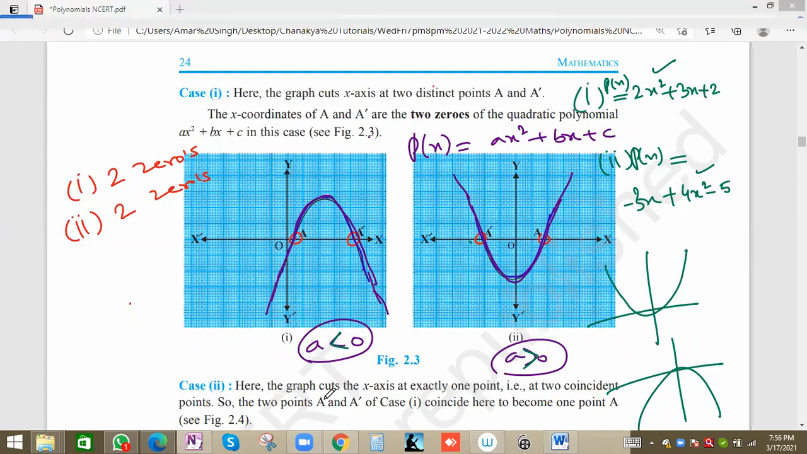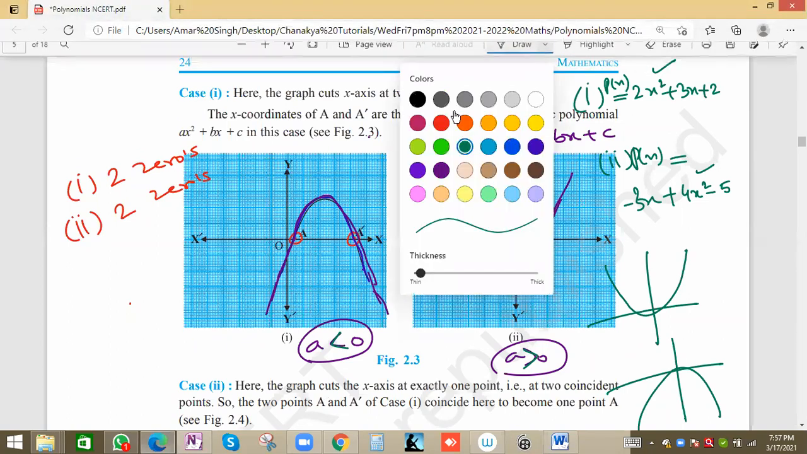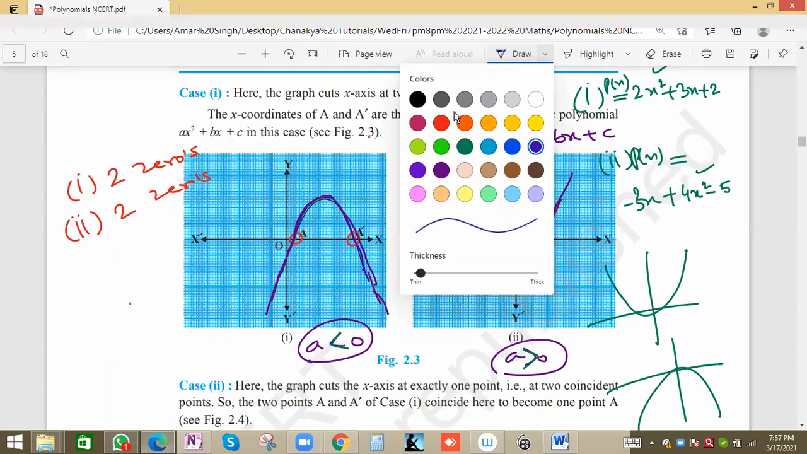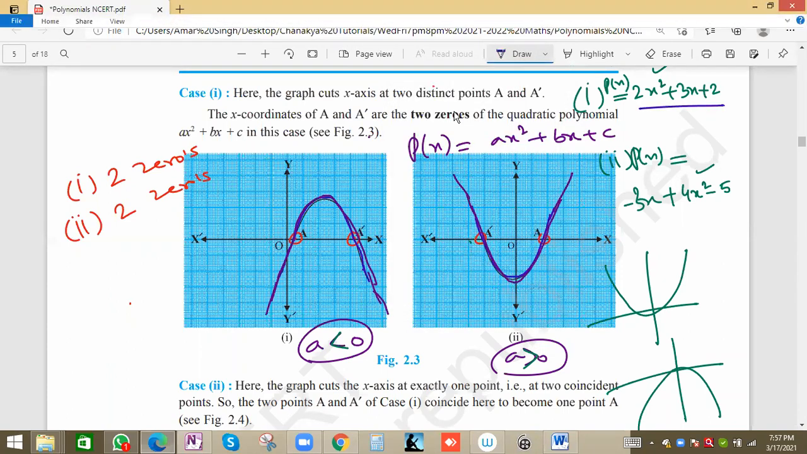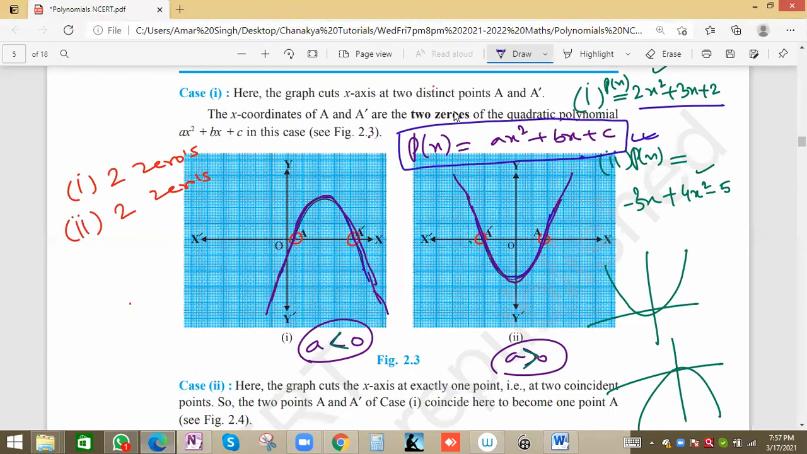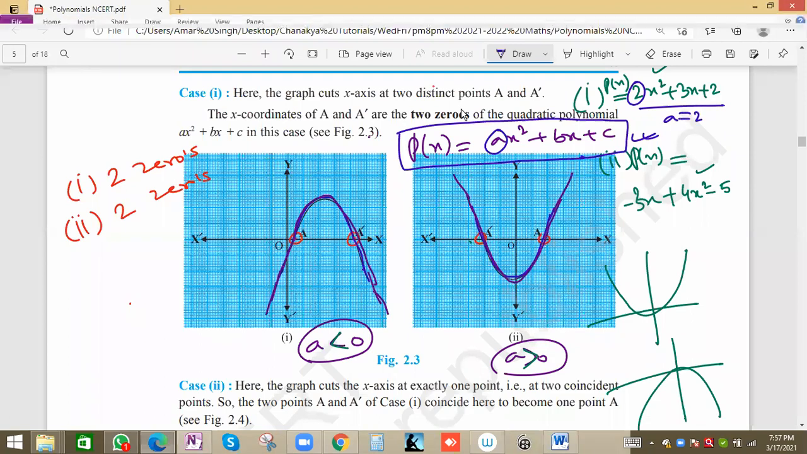See, let me explain. By observing this equation, now the equation is given as 2x square plus 3x plus 2. Here we will match it with the standard equation. The standard equation of a quadratic polynomial is ax square plus bx plus c. If we match with the standard form, a will be 2. In this case, the x square coefficient is the a value, right, Samrat? So a is 2 here, and 2 is greater than 0.